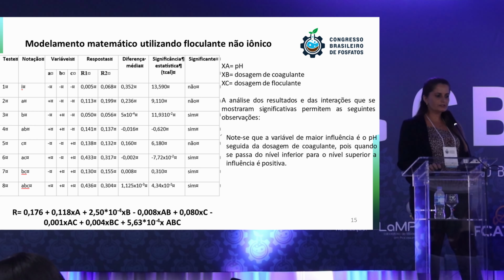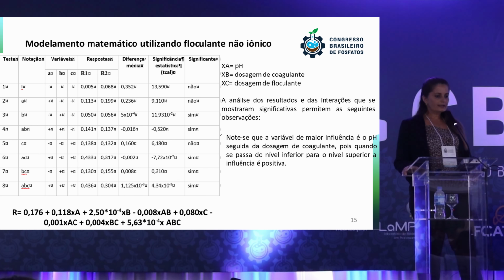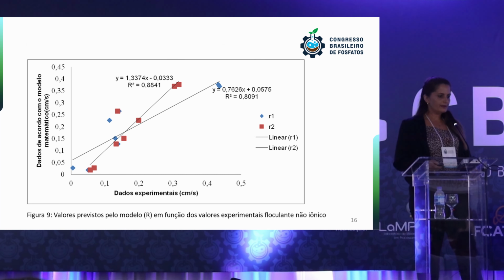Regarding the non-ionic flocculant, the results were the following: the greatest influence was caused by the pH, and after that, the coagulant dose. And this can be seen in the table in the average difference. Via this chart, I analyzed the experimental data compared to the model, and you can see they are not very close when it comes to this flocculant.